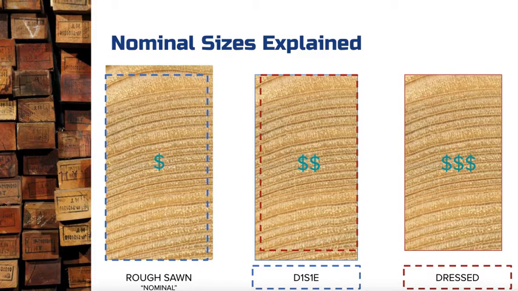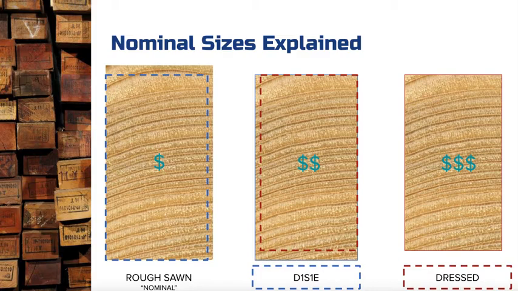Then the most expensive and the best quality of them all is the dressed timber, and that's on the right-hand side. It's the most expensive, it's the smallest, because another two sides have been cut off. You could call this D2S2E, but you don't. You just call it dressed all round, DAR.